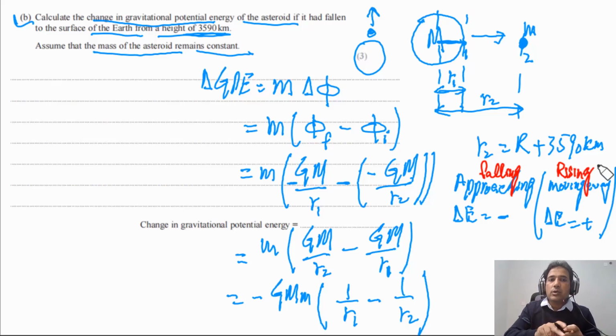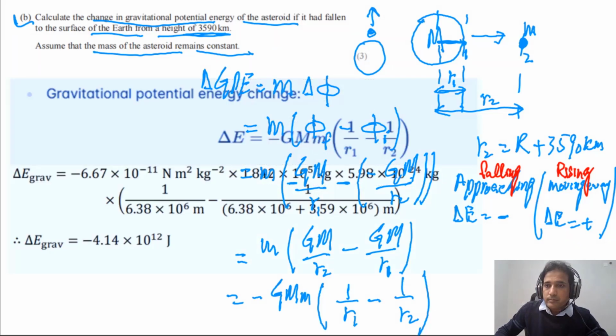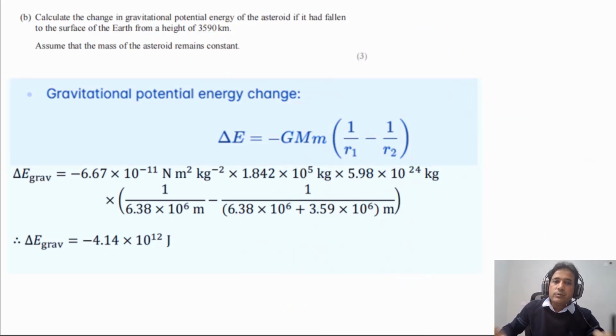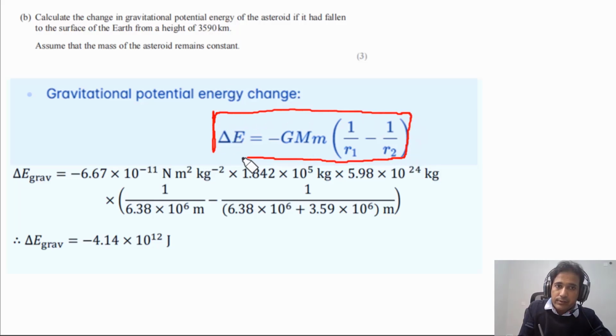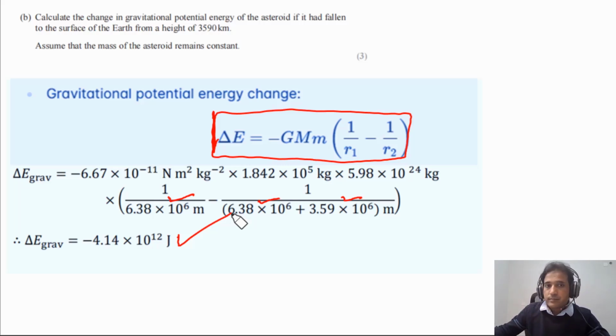Now we simply need to plug in values. Let me show you the complete answer. Here you can see we have already derived this formula and written it in this form. Now we simply plug in values. This is the radius of Earth, this is the radius plus the distance, and this is our final answer. The answer in this case has to be negative because the change in potential energy is negative.